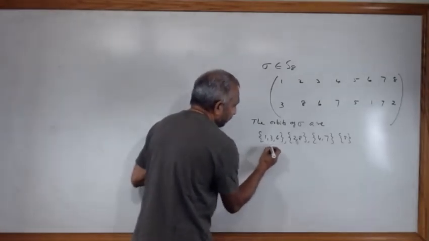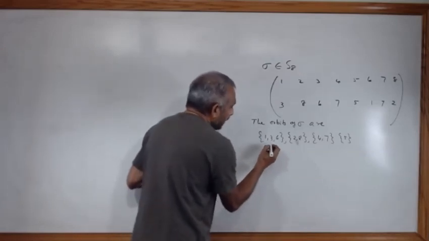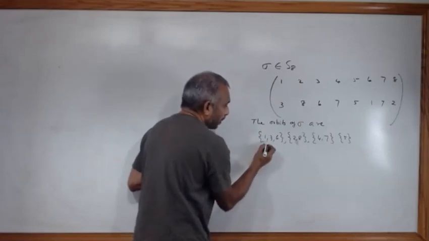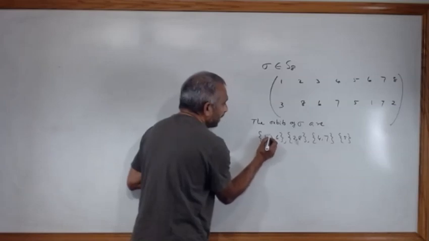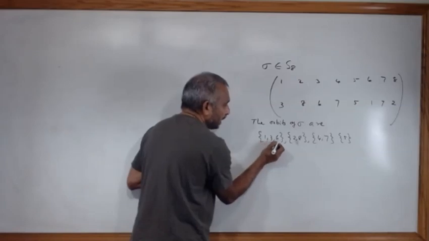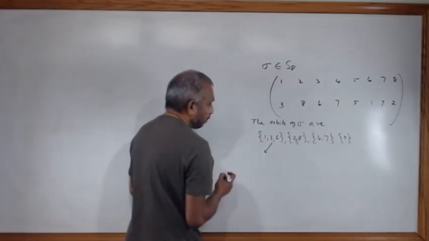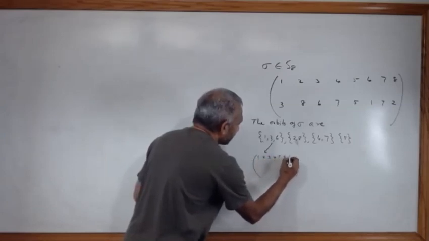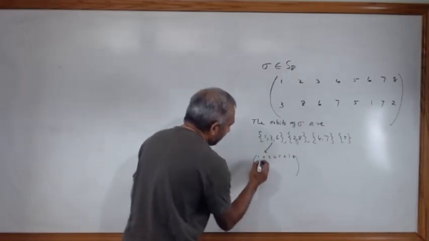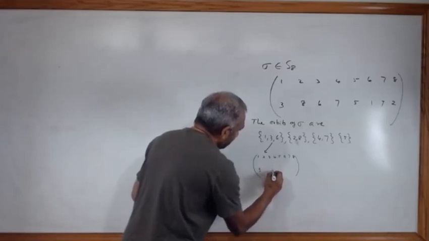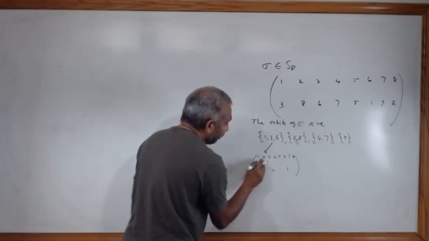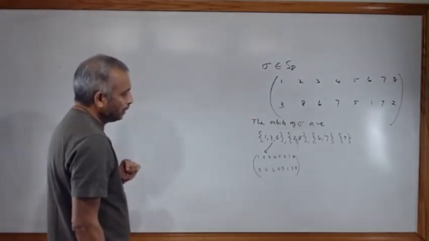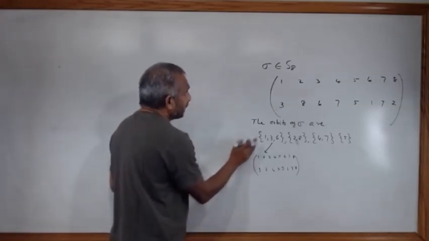Now, if you take this orbit 1, 3, 6, we can create a permutation in S8 using it by fixing all the other elements in the base set and rotating 1, 3, and 6. What I mean is, this corresponds to a permutation 1, 2, 3, 4, 5, 6, 7, 8 where 1, 3, and 6 go to 3, 6, 1, but I am not changing 2, 4, 5, 7, and 8. So this is another permutation in S8.